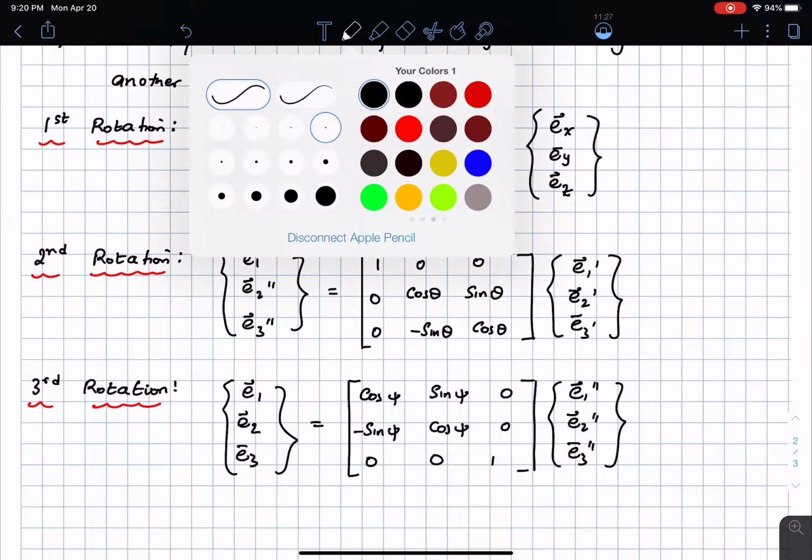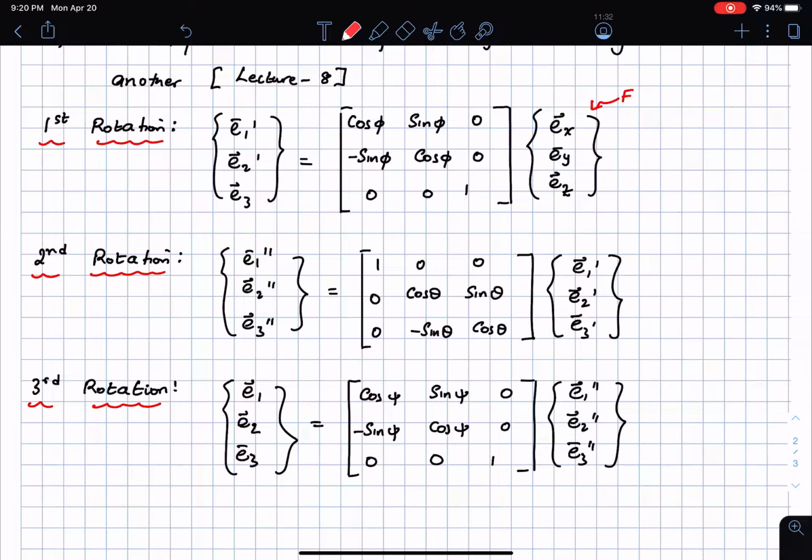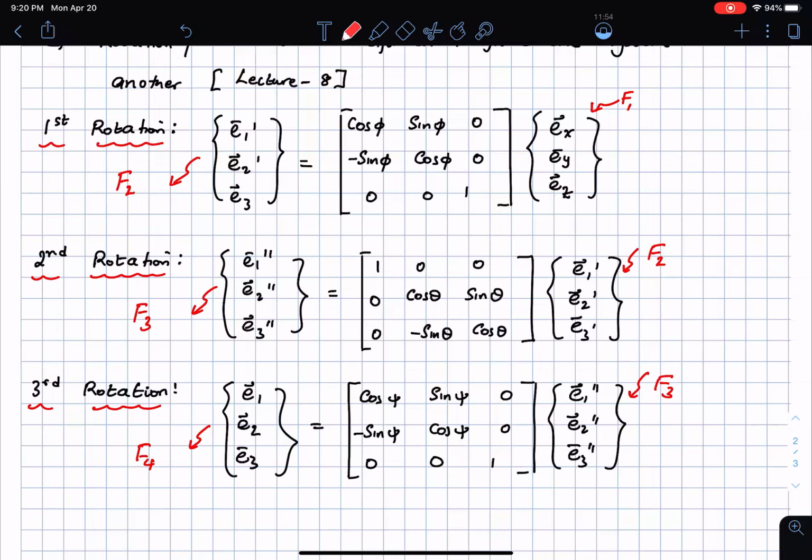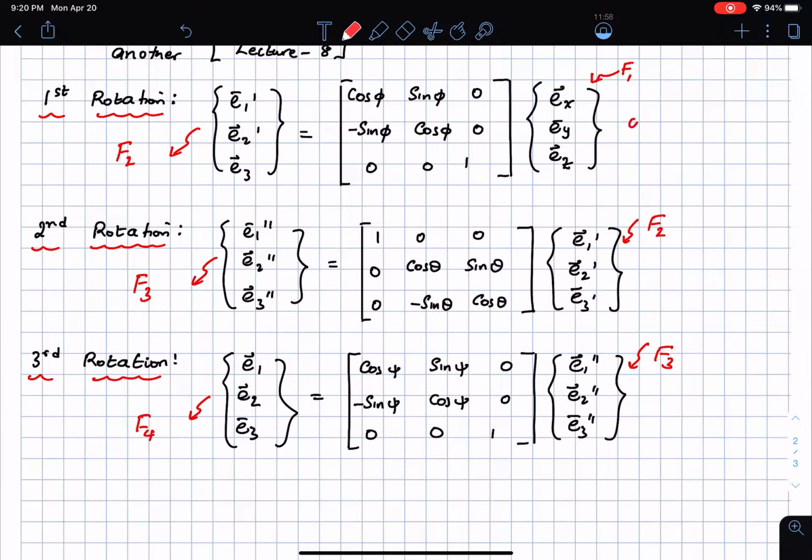If I call this frame F1 or F0, which is the same, I think I called this frame F1 in the previous situation. This was frame F2, this was frame F3, and this was frame F4. What you can see here is that omega of F2 slash F1 is going to be phi dot in the EZ direction. Omega of F3 slash F2 is going to be theta dot E1 double prime, or E1 prime, it does not make a difference. Lastly, omega of F4 slash F3 is going to be psi dot in the E3 double prime, or E3 prime, it does not make a difference here.